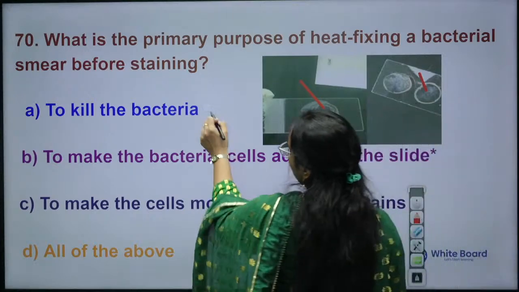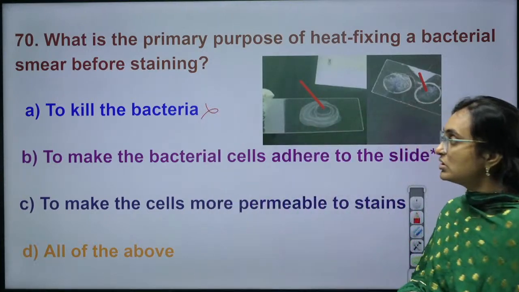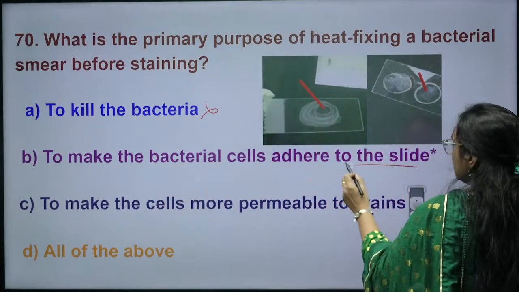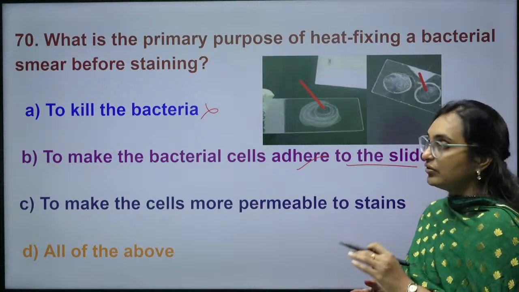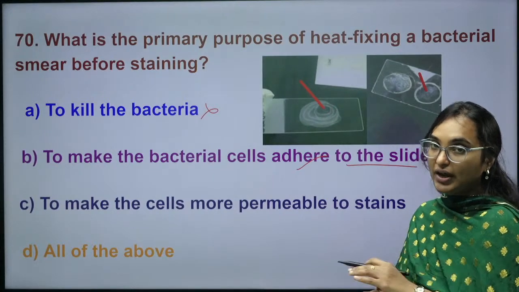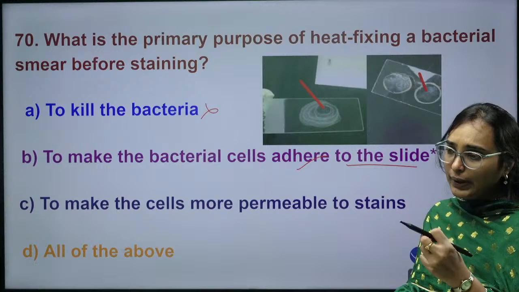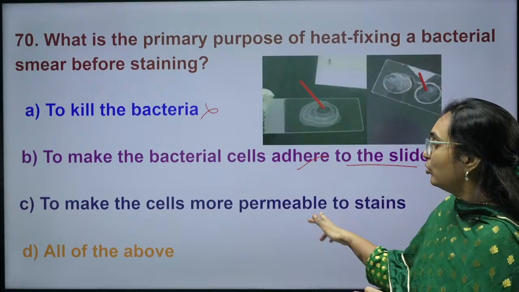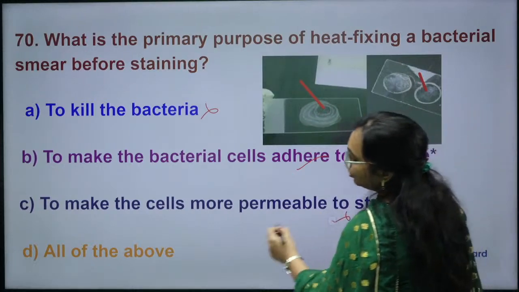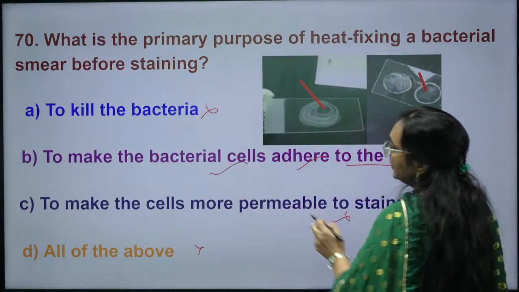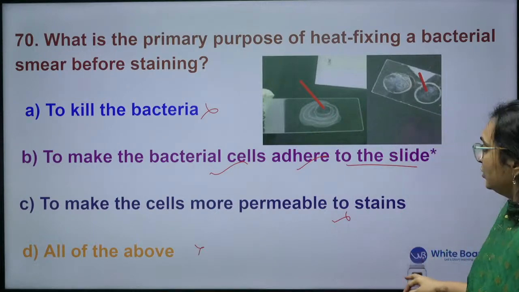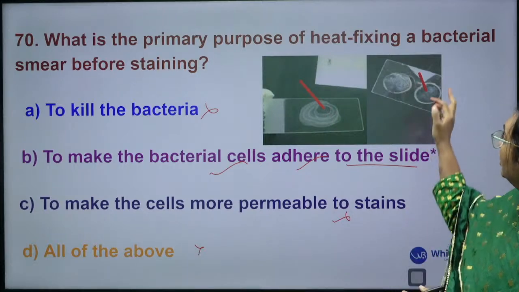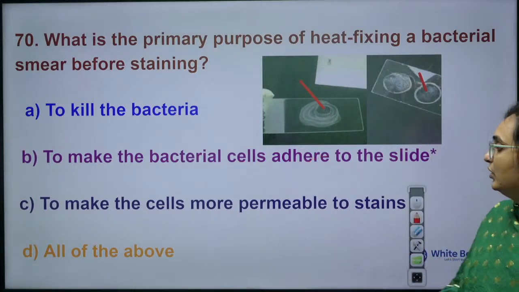To kill the bacteria, no, if you kill the bacteria you cannot stain it or do the experiment. To make the bacterial cells adhere to the slide, yes, exactly. This is to prevent the bacteria from being washed away when you add the stain or any other reagent. That is why you have to fix the bacteria to the slide first. To make the cells more permeable to the stains, no, all of the above, no, answer is B. To make the bacterial cells adhere or fix to the slide, you will do heat fixing. Next question.